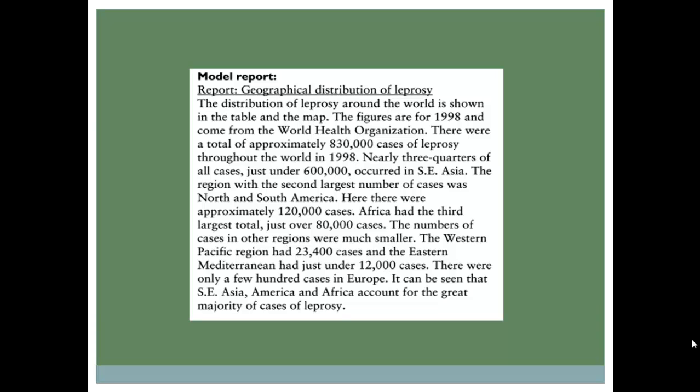The region with the second largest number of cases was North and South America. Here there were approximately 120,000 cases. Africa had the third largest total, just over 80,000 cases. The numbers of cases in other regions were much smaller. The Western Pacific region had 23,400 cases, and the Eastern Mediterranean had just under 12,000 cases. There were only a few hundred cases in Europe. It can be seen that Southeast Asia, America, and Africa account for the great majority of cases of leprosy.